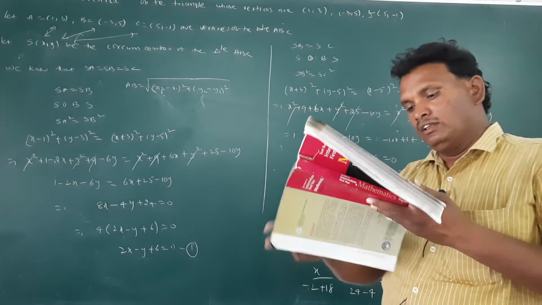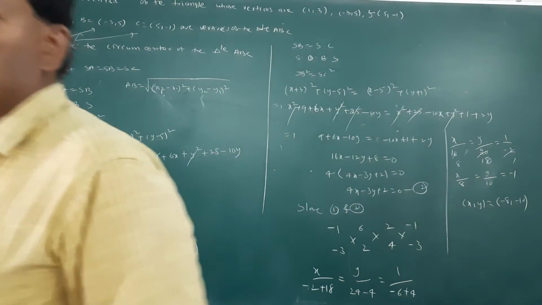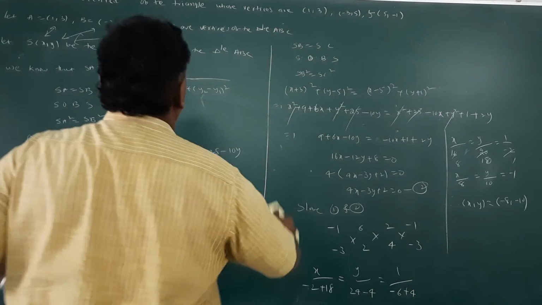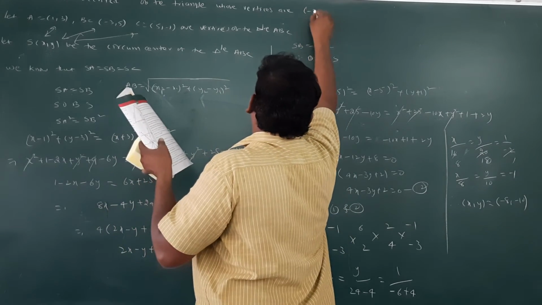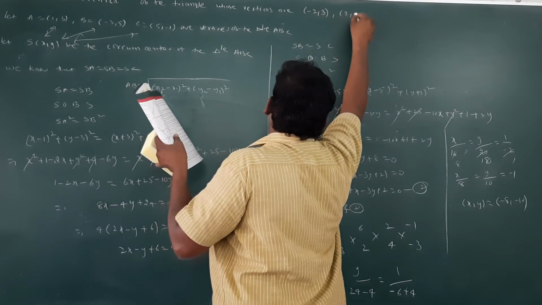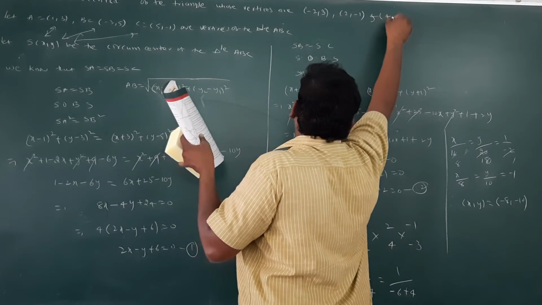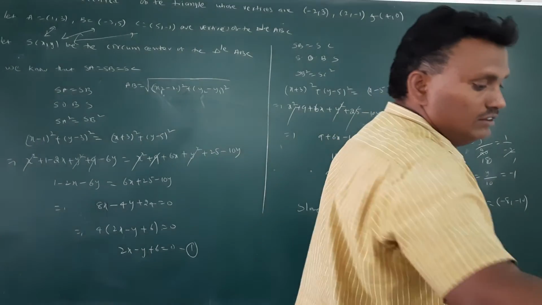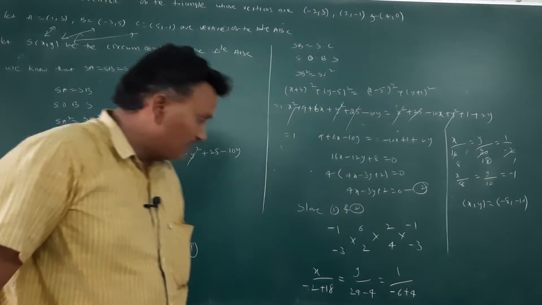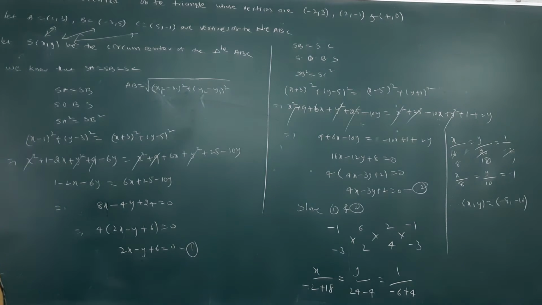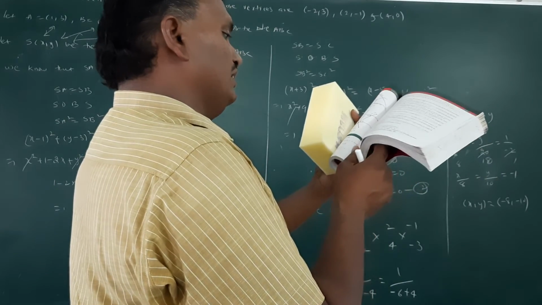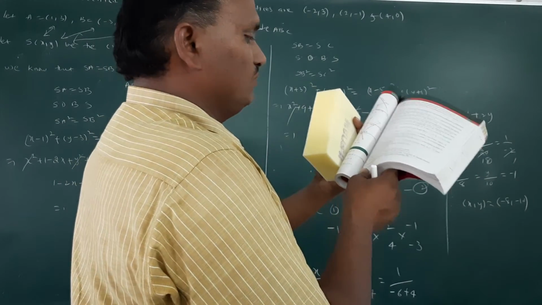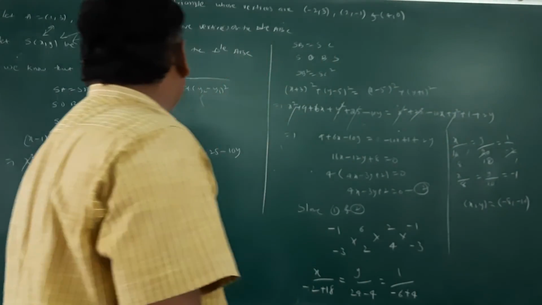Next, find the circumcenter of the triangle whose vertices are minus 2 comma 3, 2 comma minus 1 and 4 comma 0.